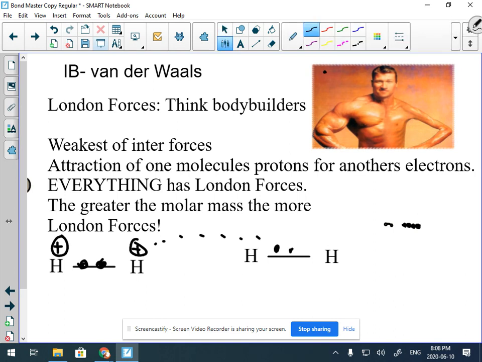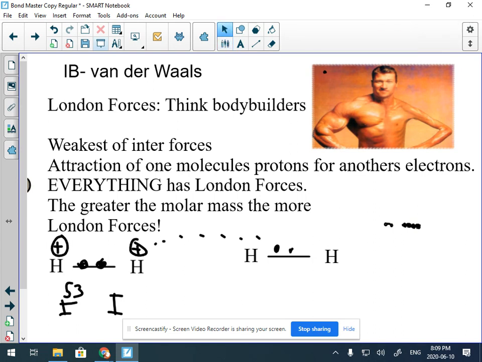If you have iodine, it has 53 protons. And that's why iodine is a solid and fluorine is a gas. Fluorine has very, very weak London forces, but iodine, due to its mass, has incredible attraction for other iodine's protons, and that keeps it together as a solid instead of a gas. So when in doubt, add up the protons. The most protons win. Okay.